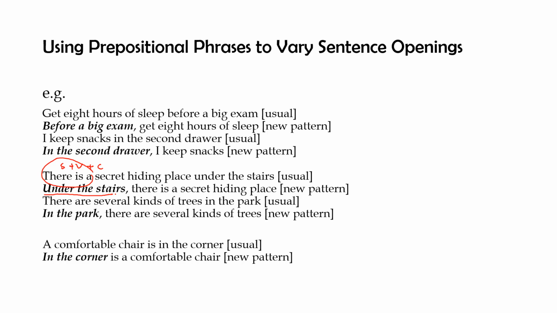It is a new pattern. And there are several kinds of trees in the park. It is a usual one. You may vary the sentence opening like in the park, there are several kinds of trees. It is a new pattern.